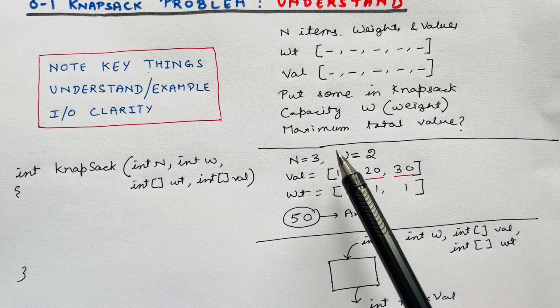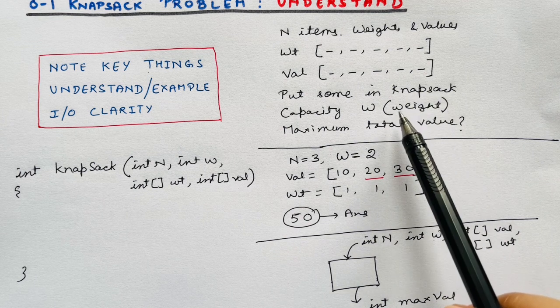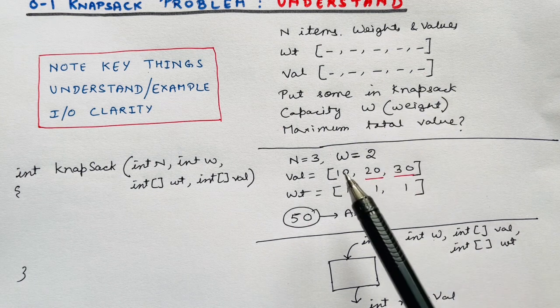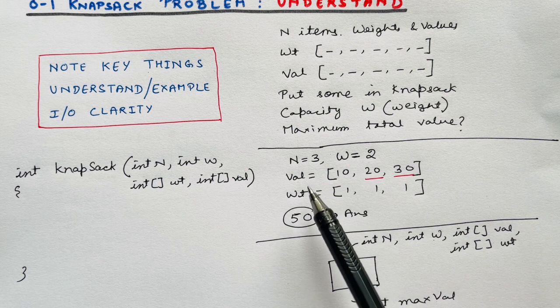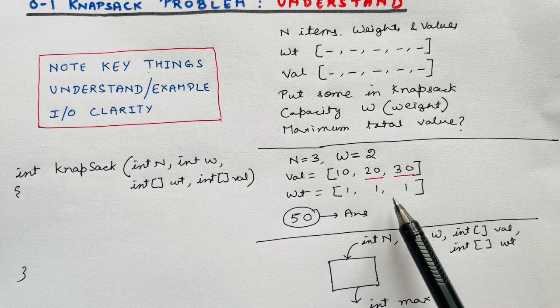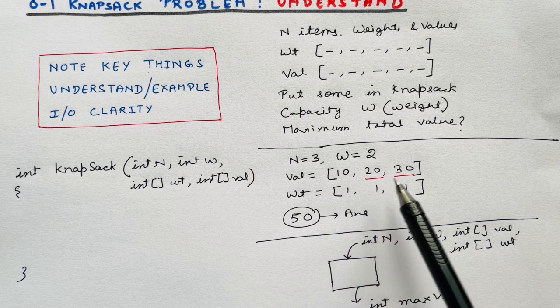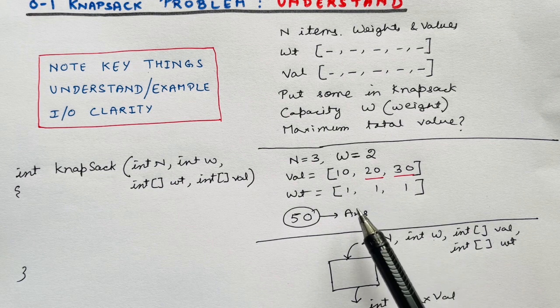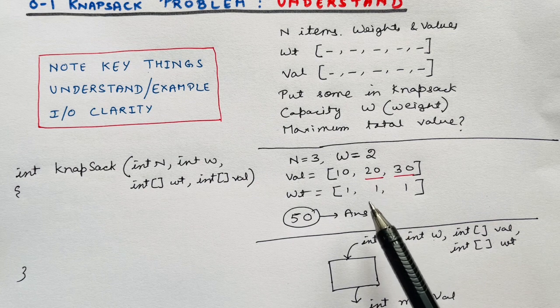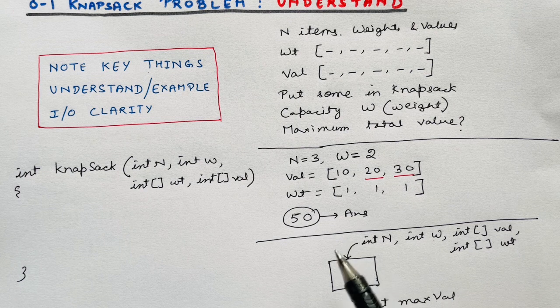So what do we have to do? We have to return what is the maximum total value that we can make in the knapsack under this capacity. So if we consider an example, we have 3 items. Each of them has weight 1, 1 and 1. But the value of each of them is different, 10, 20 and 30. Now in this case, if our capacity is 2, what is the maximum value that we can make? We can make 50 by picking up these 2 items, one with value 30 and one with value 20.